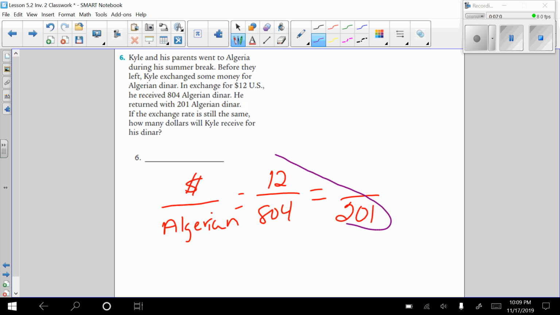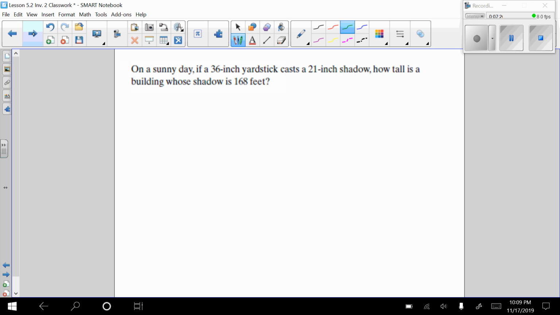Well, if we cross multiply 12 times 201, we get 2,412. And then we want to divide by that lonely guy of 804 to find out that he came home with 3 US dollars.